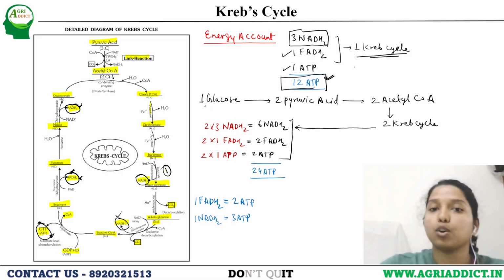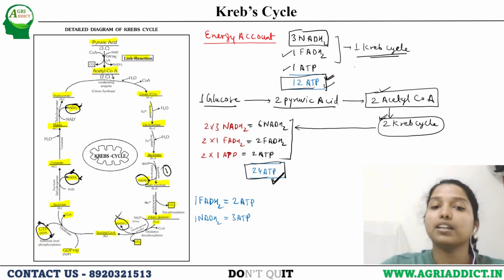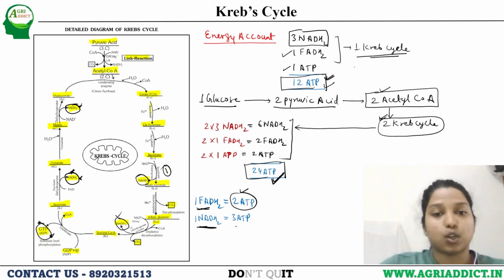Okay. So if one glucose is getting converted into 2 pyruvic acids, so 2 acetyl coenzyme A will be there. So 2 acetyl coenzyme A means 2 Krebs cycles will be there. If we get 12 ATP in one Krebs cycle, then in 2 Krebs cycles we'll get 24 ATP. And here one FADH2 is equal to 2 ATP, whereas one NADH2, as I told earlier, is equal to 3 ATP.